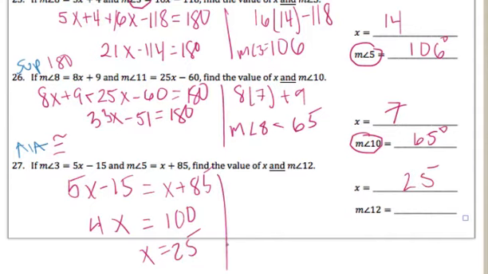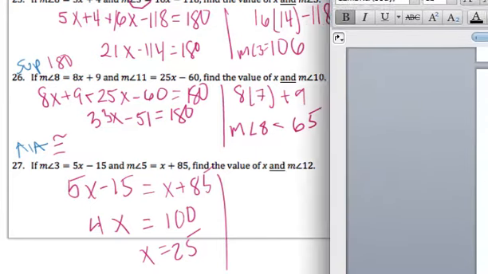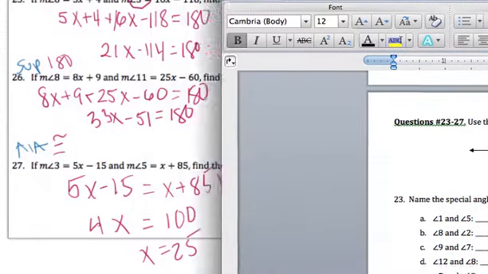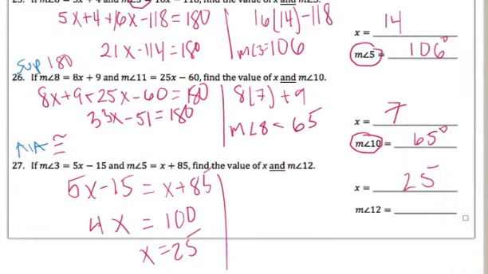Okay, now I'm looking at angle 12 and its relationship with 5 or 3. I'm going to pull this over just so I can look at it. But notice 5 and 12 are not corresponding, which means they're going to be supplementary. So if I can find 5, then I can find the supplement to that, if you will. So let's go ahead and find 5.